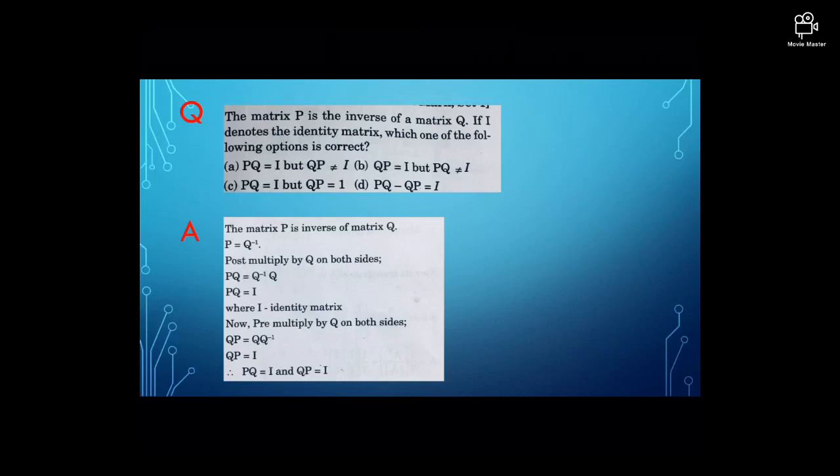When we pre-multiply by Q on both sides, what we get is QP is equal to Q into Q inverse, which is QP is equal to I. So the inference we get is PQ is equal to QP. PQ is equal to I and QP is equal to I. So the correct option will be what? PQ is equal to I, and QP is equal to I. Okay, so the correct option will be C.